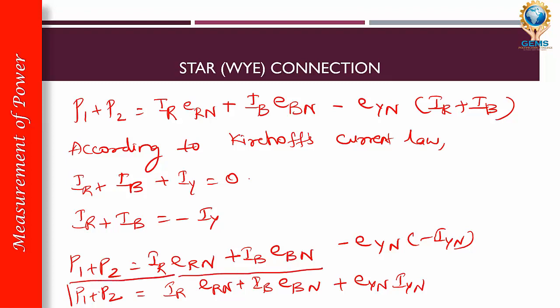So what is the inference or the conclusion we get from this equation? Whether the load is balanced or not, the sum of the 2 wattmeter readings is equal to the power consumed by the load. So that is the conclusion we get from this equation.